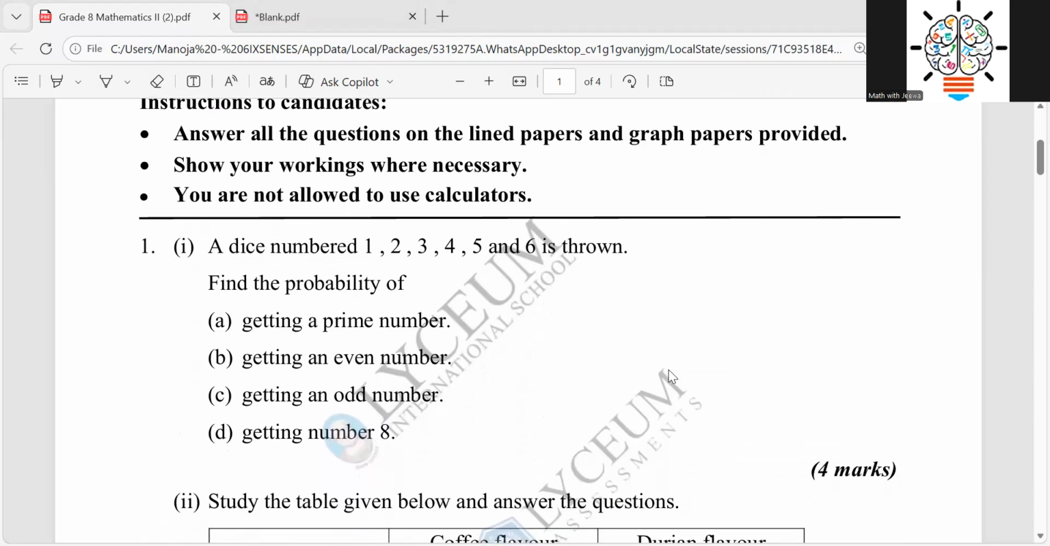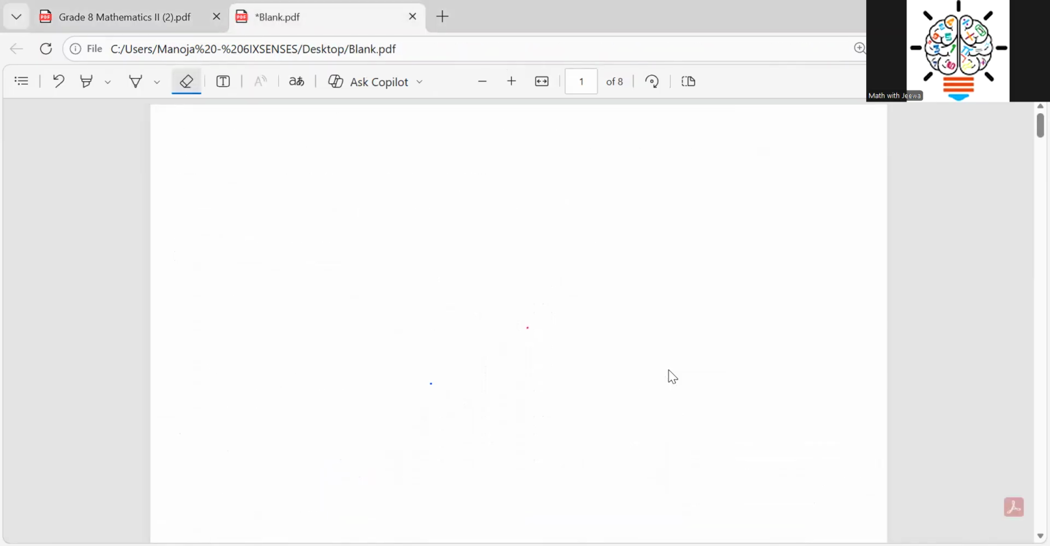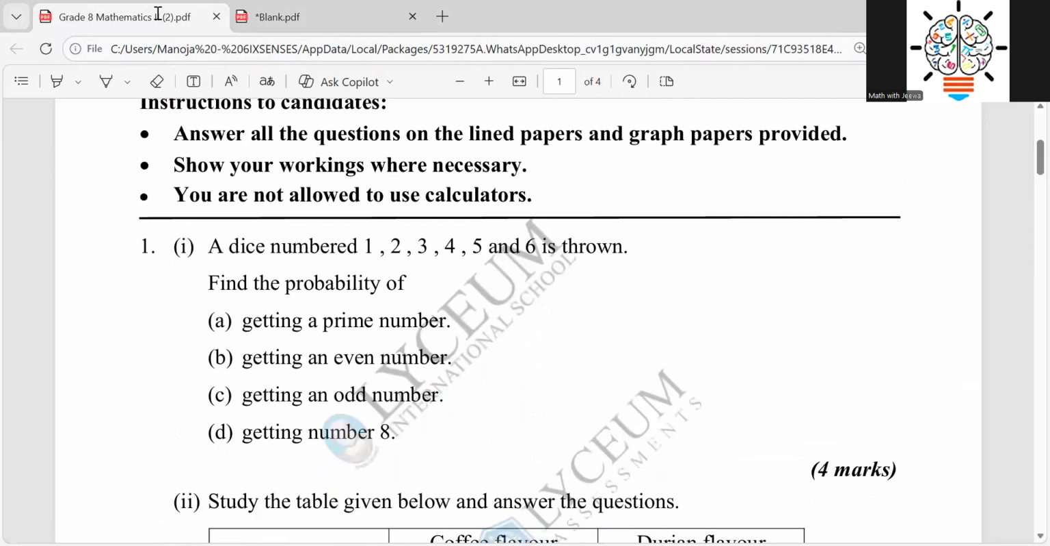But when I'm discussing today, I want to move to the whiteboard, as it takes time. Sometimes, if I have enough space, I will do that. But keep that in your mind. You are not supposed to write the answers on this paper itself. You want to answer all the questions on the line papers provided, right? And you want to show your workings.